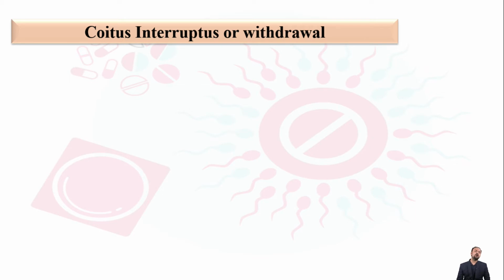Next, let us talk about coitus interruptus or withdrawal method. Now students, if you remember, just a few moments back I told you the meaning of the word coitus. It means sexual intercourse. Now we are adding another word after coitus, that is interruptus, meaning sexual intercourse is going to be interrupted. So let us see what this method is about.